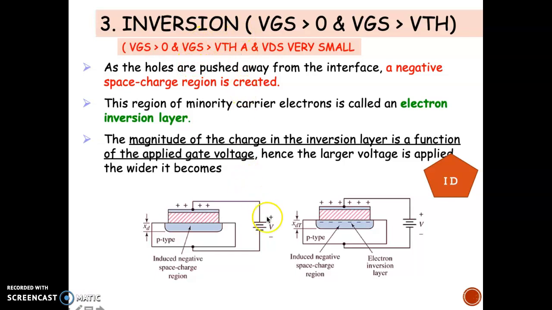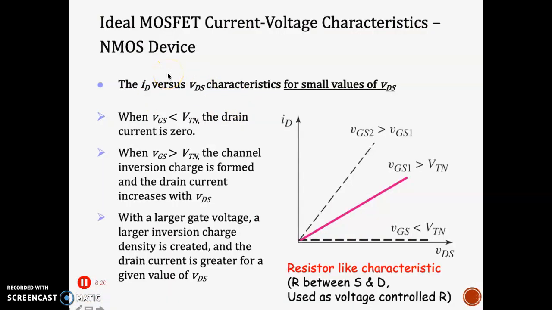For the inversion region, you apply VGS more than 0 and also more than the threshold voltage. When it is more than the threshold voltage, the plus accumulated on the metal will move away all the majority carriers in your P-type, so the electric field will move down. But remember, in your P-type you have minority carriers, the negative electrons, right? So your electrons will be attracted towards the surface. This area with electrons we call the electron inversion layer.